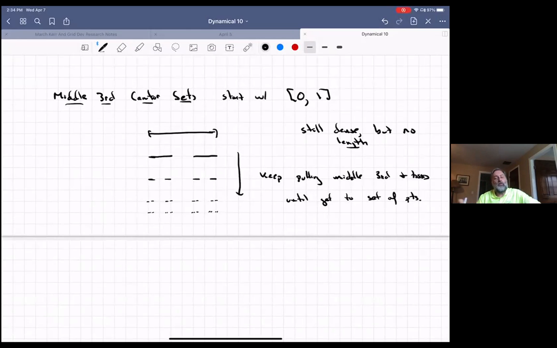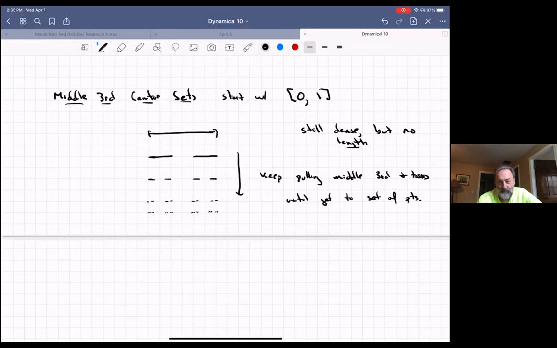So the middle thirds Cantor set has more points in it than the integers. But it doesn't occupy any length. I mean, you look at it, it clearly doesn't occupy a length. But it has more dimensionality than 0.